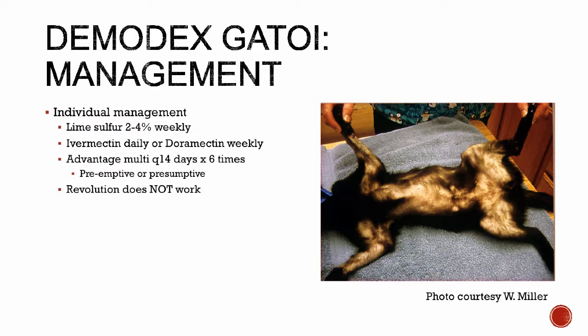Lime sulfur is good for so many things. I know it smells terrible, but actually any itchy cat, if they will tolerate it behaviorally, can do really well with a lime sulfur dip or two. You do it weekly. You can use ivermectin or doramectin. Again, it's that daily versus weekly. Advantage Multi, weekly or every 2 weeks works, and that tends to be what I reach for first because it's the least invasive if I don't have a diagnosis.